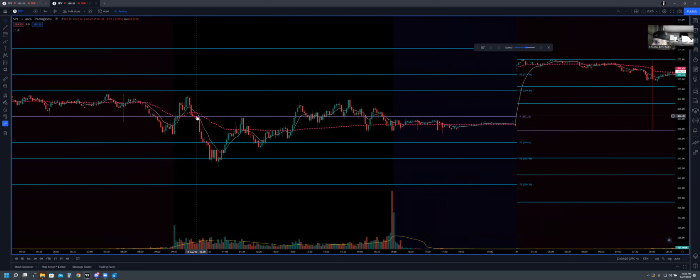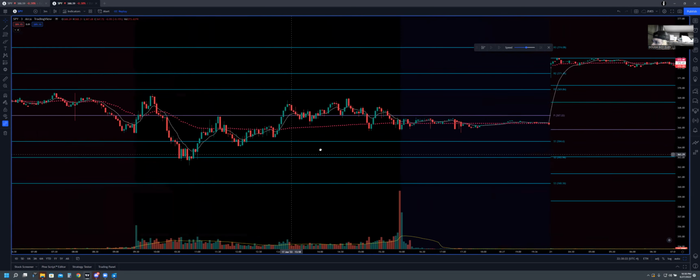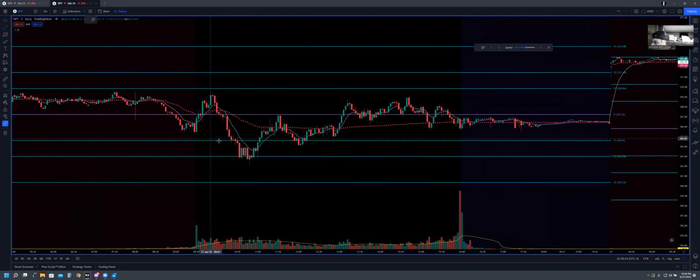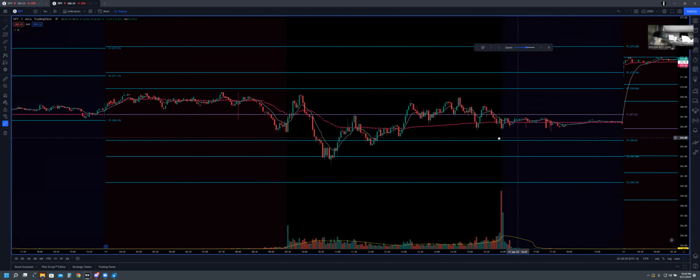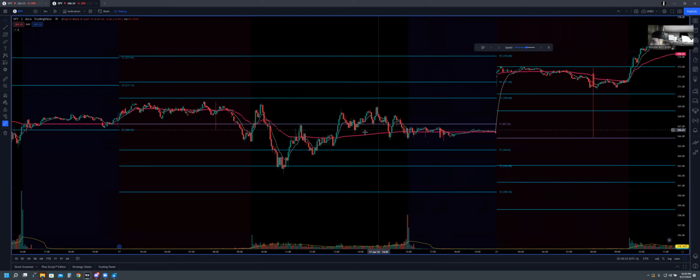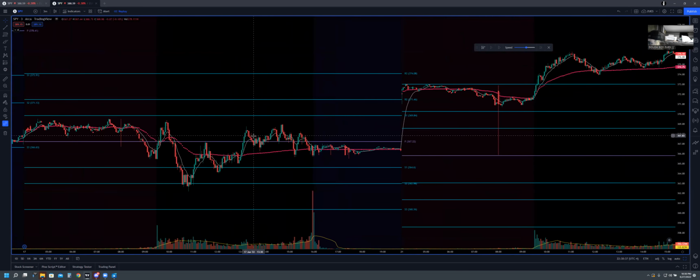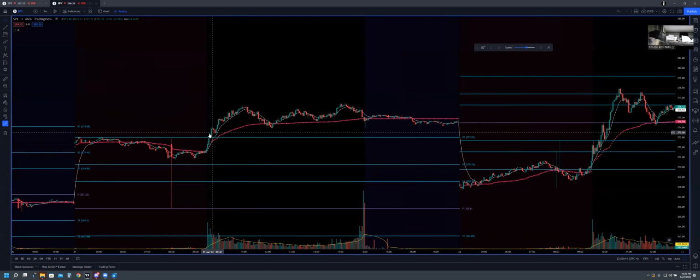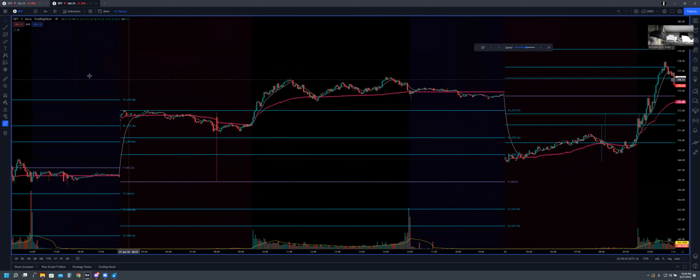Not really seeing anything set up. I think if you were to go on the smaller time frame, there are some sort of patterns right here. But like I said, I'm trying to avoid trading off the 1 minute, so I'm only looking for higher time frame setups now. Right here, not seeing anything really. Pretty choppy here.